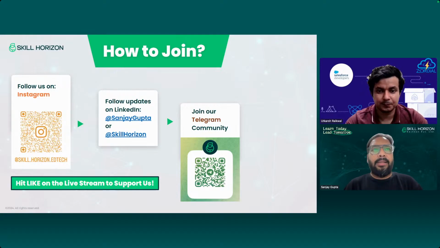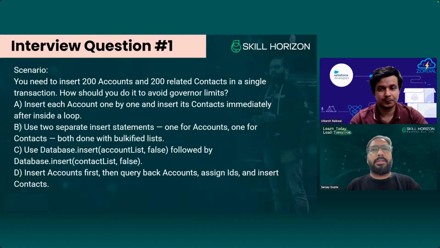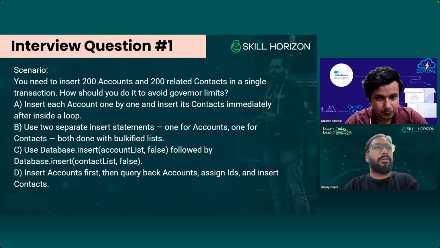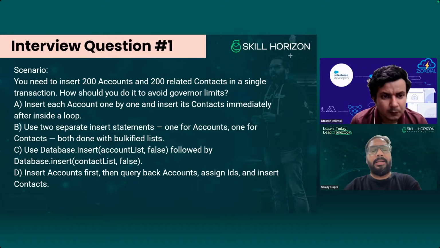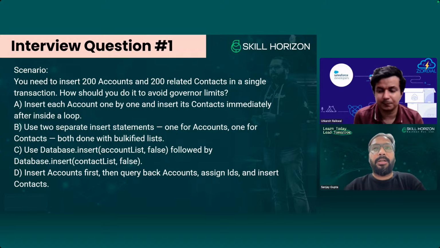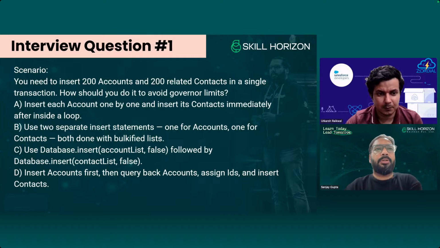Okay, so starting with the mock interview, this is question number one for you. There is a scenario, and it says you need to insert 200 accounts and 200 related contacts in a single transaction. So how should you do it to avoid governor limits? There are four options. Meanwhile, you guys are reading the options and trying to answer.